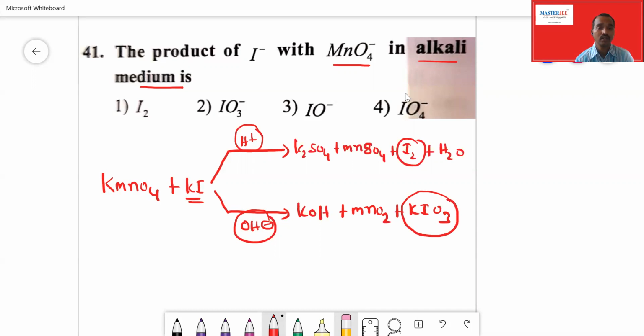See carefully, they are asking the product of I⁻ with MnO4⁻ in alkali medium. So I'm explaining here the difference between acidic medium and alkali medium. In acidic medium, it changes into K2SO4, MnSO4 and I2. In basic medium or alkali medium, it changes into KIO3. That is the difference you have to understand here.